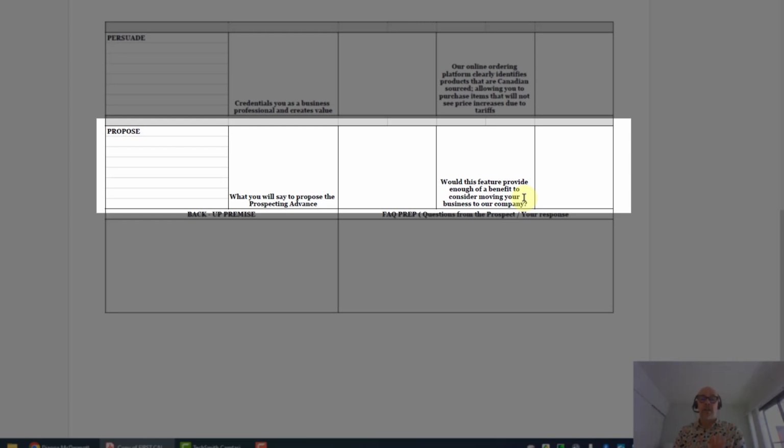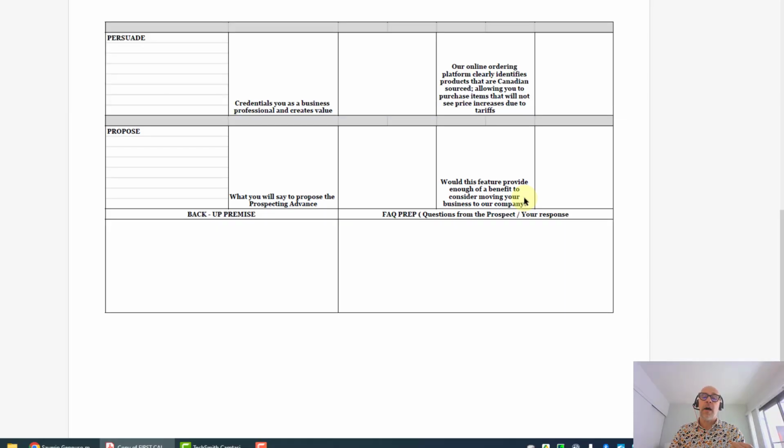I would actually not recommend going in with that, because you're going right into closing the deal. Remember, very seldom do we actually close the deal in a cold call. You're just trying to get an advance. And this question is trying to put a lot of pressure on the gatekeeper, because the gatekeeper is probably not the decision maker, and you're actually asking them to make a decision to move the business to your company. And that's not the gatekeeper's role.